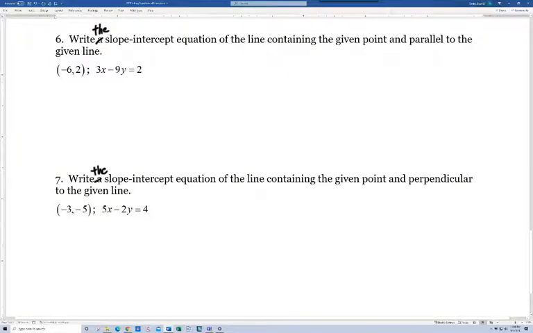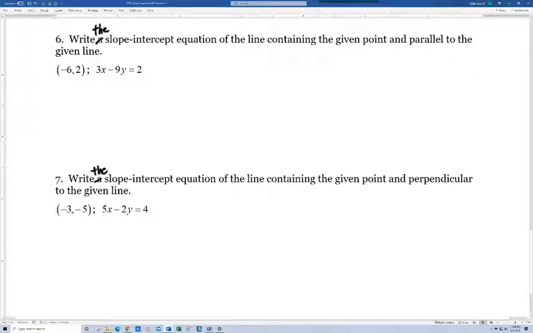All right, in this video, I have to find the slope-intercept equation for two lines, and in each case, I'm either dealing with a parallel or a perpendicular line. So in the first one here, it says find the slope-intercept equation of the line containing the given point, that would be negative 6, 2, and parallel to the given line.